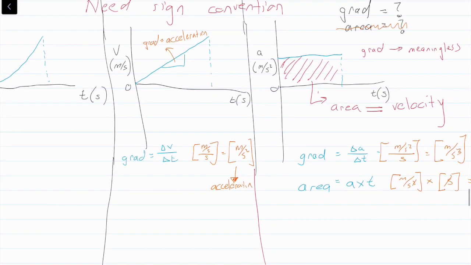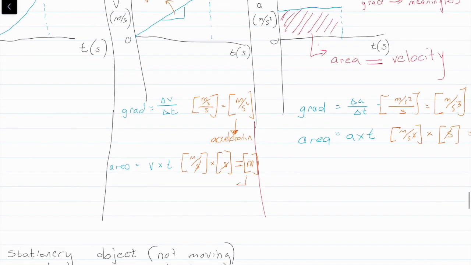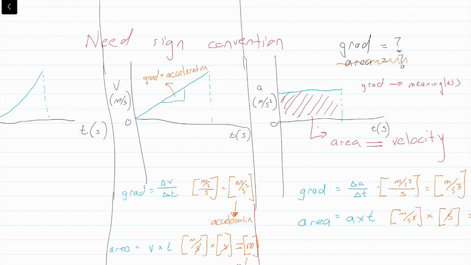Now let's look at area. So area would be velocity times time. Okay, let's look at units. Velocity is in meters per second and time is in seconds. So if we multiply those two, these two cancel, so we're left with meters. And meters are units of displacement. Okay, so units of displacement. So if we have a velocity time graph and we calculate the area, our area is equal to the displacement.